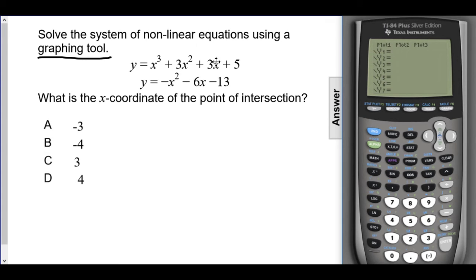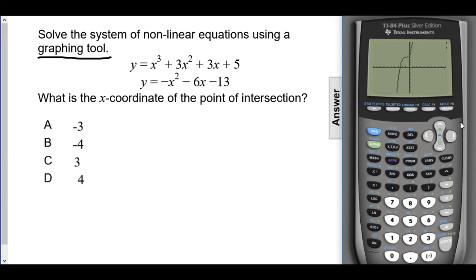So the first equation has exponents, so we're going to have to use what's called a caret key, which is the little up arrow right under the clear key. So x to the third, or x cubed, will be x caret 3 plus 3x caret 2, 3x squared, plus 3x plus 5. Then I'll scroll down to type in the second equation, negative x squared, or negative x caret 2, minus 6x minus 13.